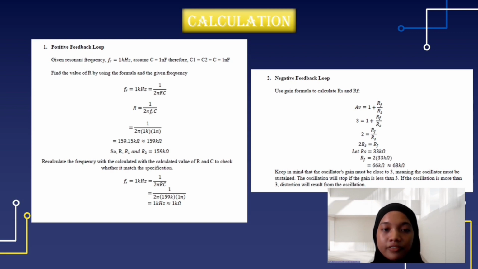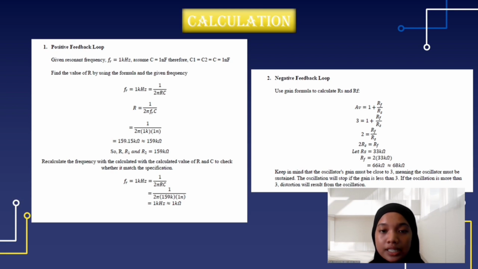Next, the negative feedback loop. Use the gain formula to calculate RS and RF. AV equals 1 plus RF per RS, and the given gain is 3. Keep in mind the oscillator gain must be close to 3, meaning the oscillation must be sustained. The oscillation will stop if the gain is less than 3. If the gain is more than 3, distortion will result in the oscillation.